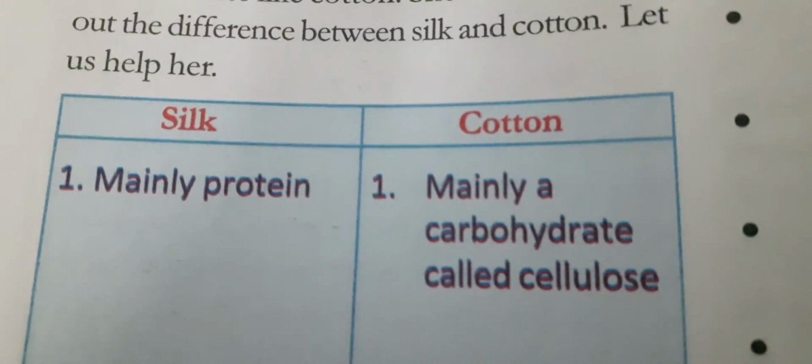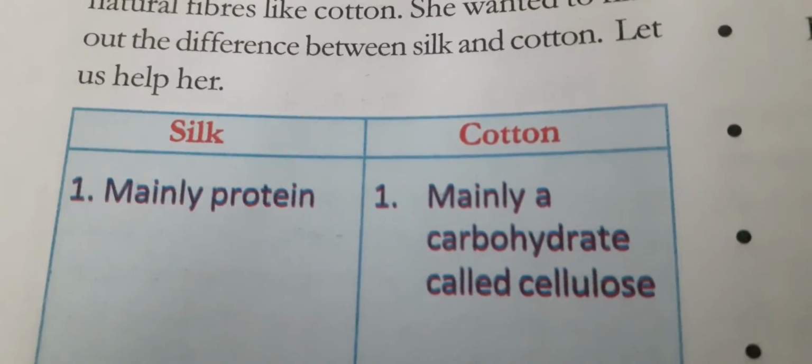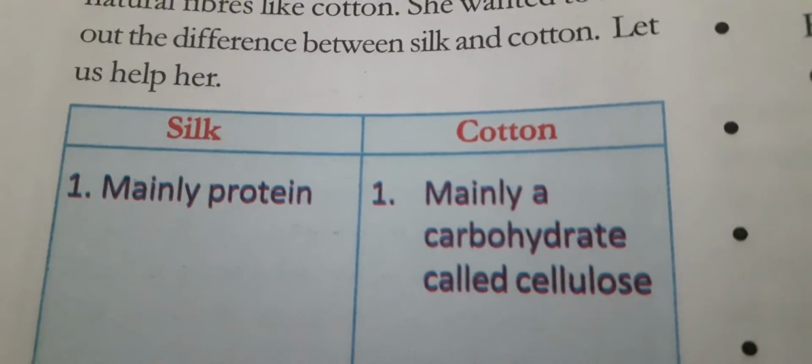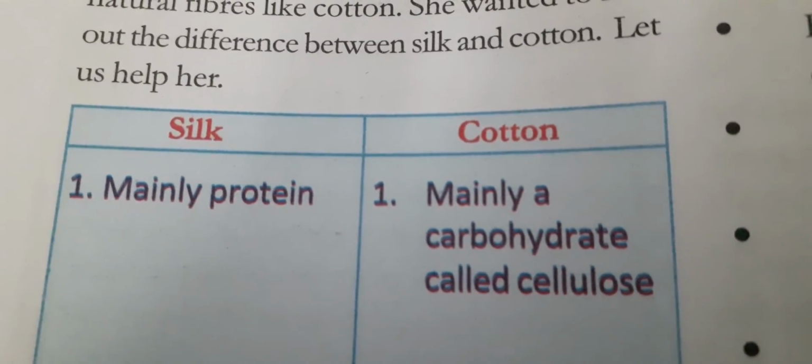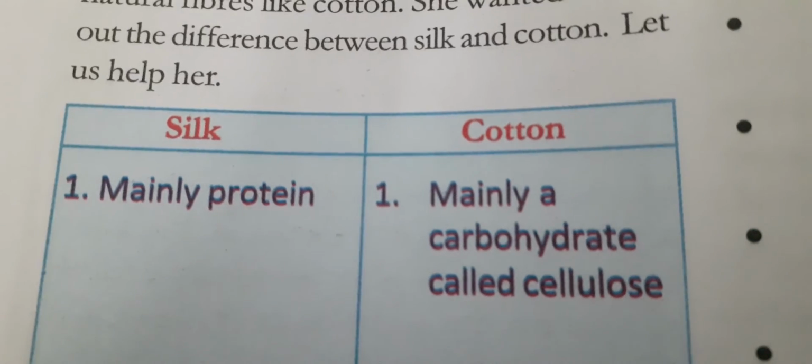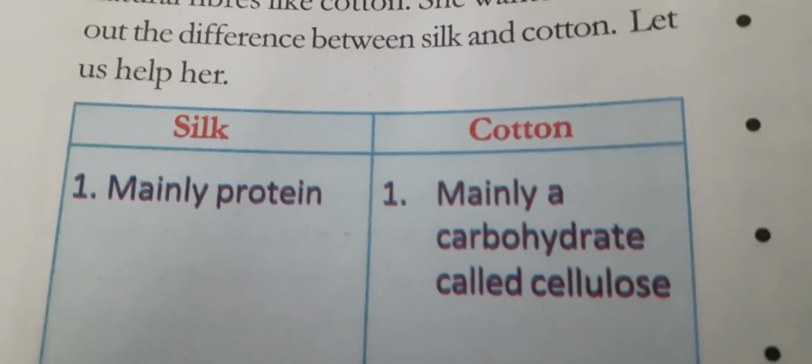Let us help her. Silk is mainly a protein, while cotton is mainly a carbohydrate called cellulose.